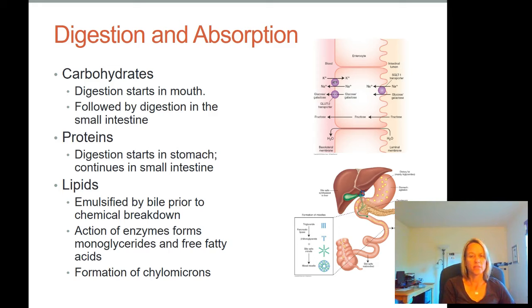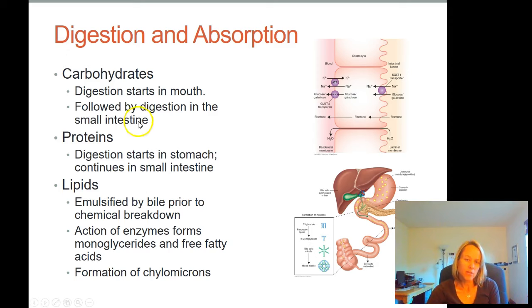Protein digestion starts in the stomach and continues in the small intestine. And then lipids get emulsified by bile prior to the chemical breakdown. And then we have enzymes that break down lipids into monoglycerides and free fatty acids. And these can just diffuse across the intestinal epithelial cell. And then we have the formation of chylomicrons, and then they get extruded by the intestinal epithelial cells, and they are carried in the lymph to the systemic circulation.